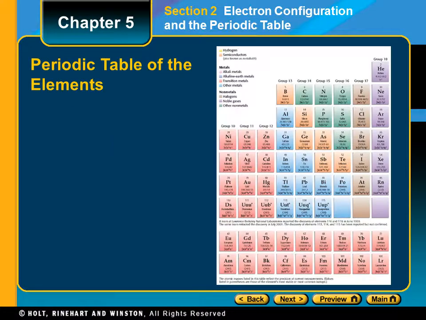Don't worry about this. Alright, so here's a picture of the periodic table. And you can see here that there's lots of different things on here. And you've got to be able to read it.